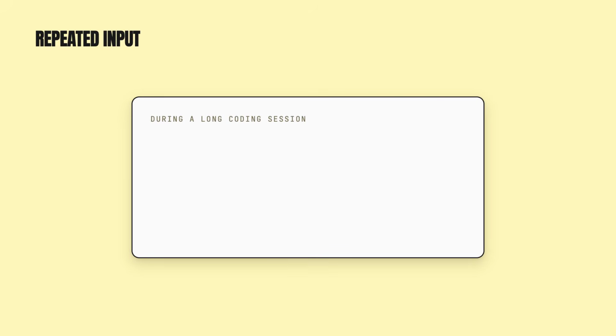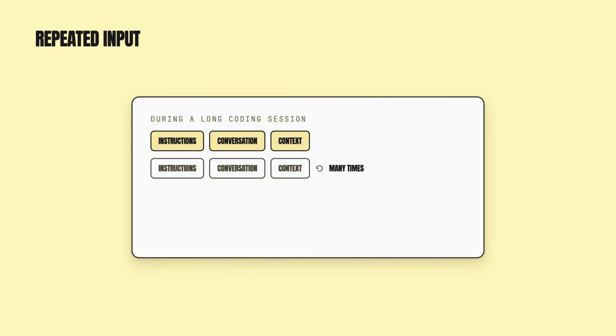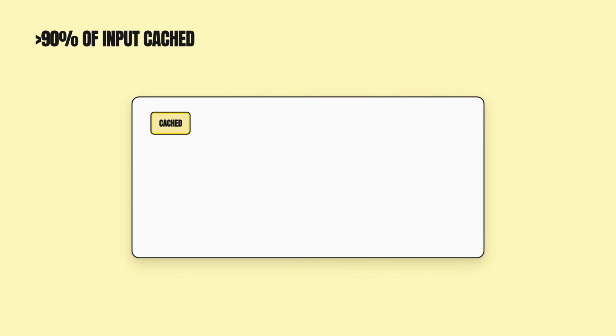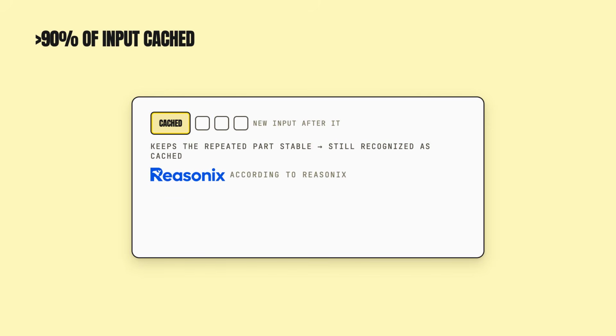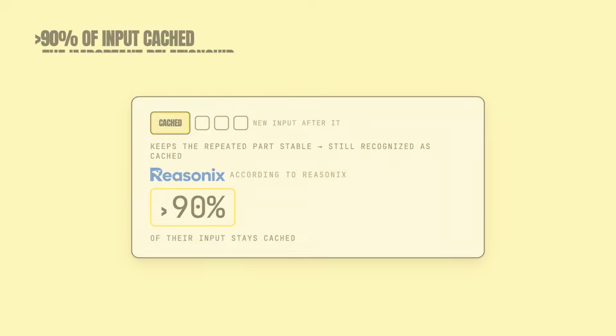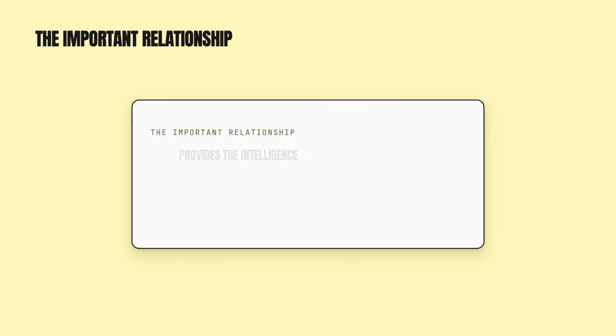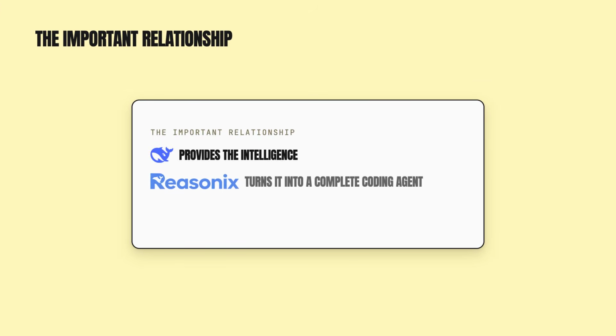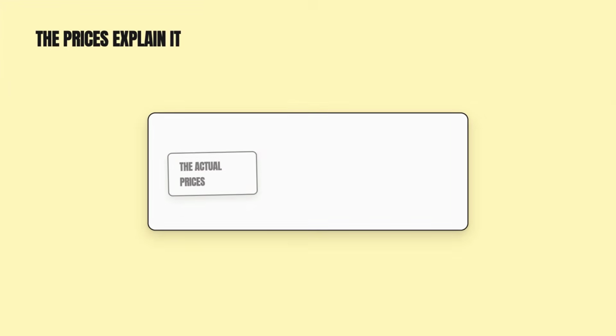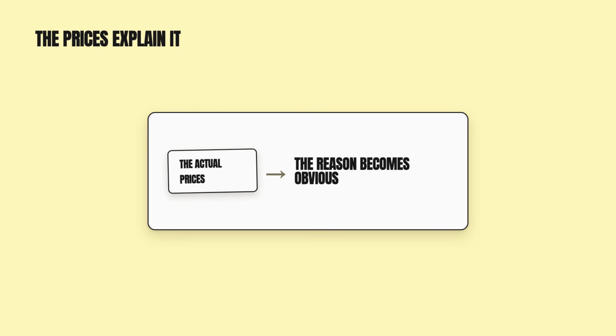During a long coding session, the agent sends the same instructions, conversation, and project context many times. DeepSeek calls this repeated information cached input, and it charges much less for it. Reasonix keeps the repeated part stable, so DeepSeek can continue recognizing it as cached. According to Reasonix, long sessions can keep more than 90% of their input cached. That is the important relationship. DeepSeek provides the intelligence. Reasonix turns it into a complete coding agent while protecting the low price. And once you see the actual prices, the reason for this design becomes obvious.